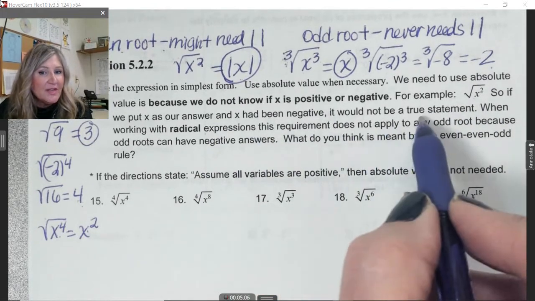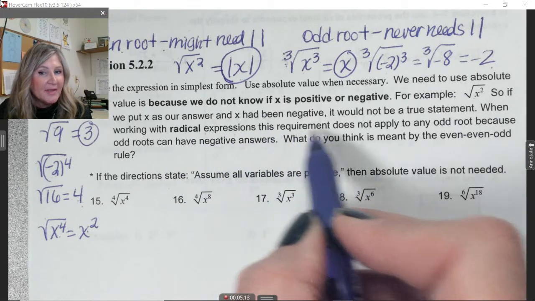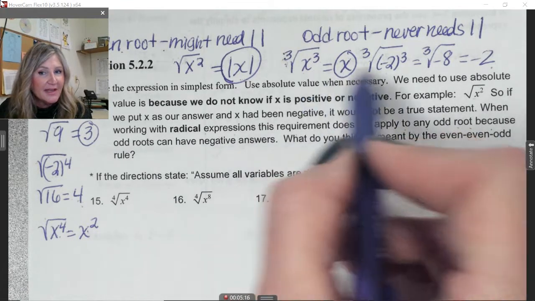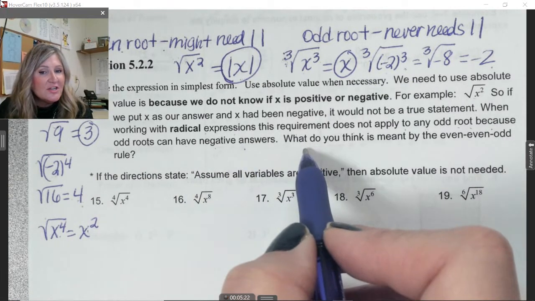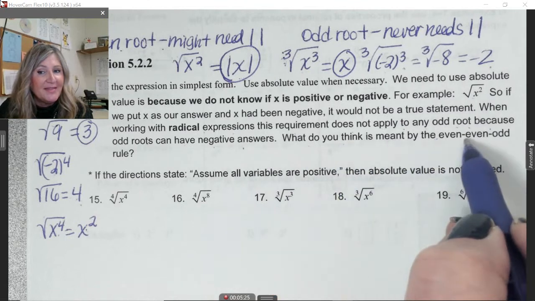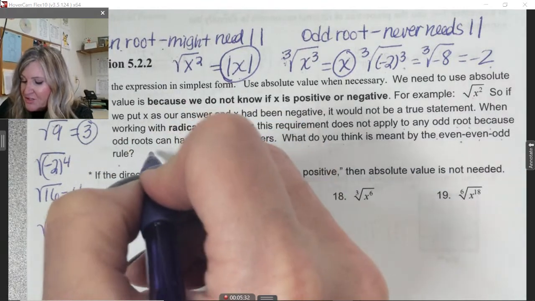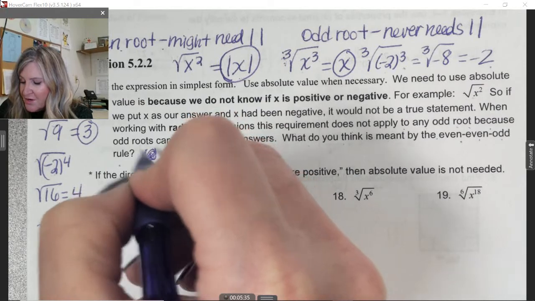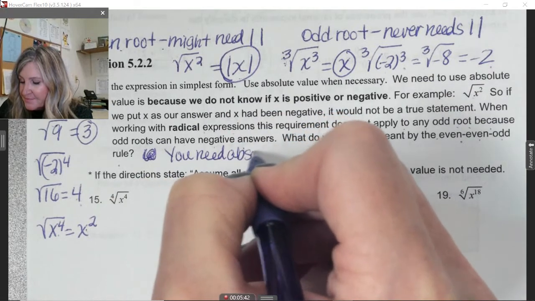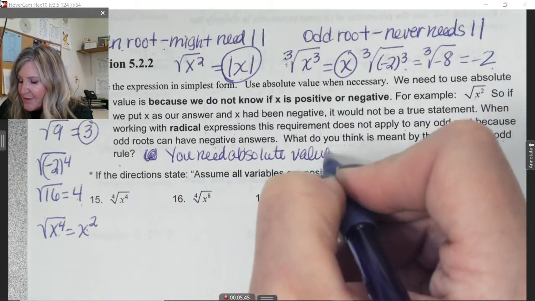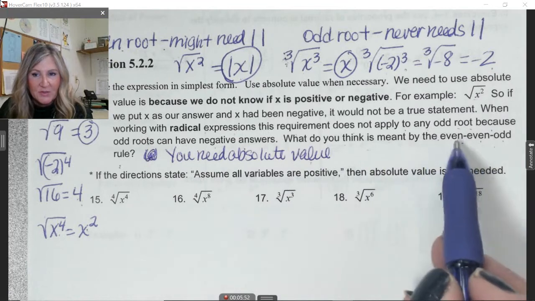So here's what we're looking at. When we're working with radical expressions, this absolute value requirement does not apply to any odd root, like up here, because odd roots can have negative answers. I want you to be thinking about, though, what do you think is meant by the even, odd rule? The even, odd rule, this is when you have even, odd, you need absolute value. But what do we mean by this? What do you think is meant by the even, odd rule? That's when we need absolute value, is when we have even, odd.